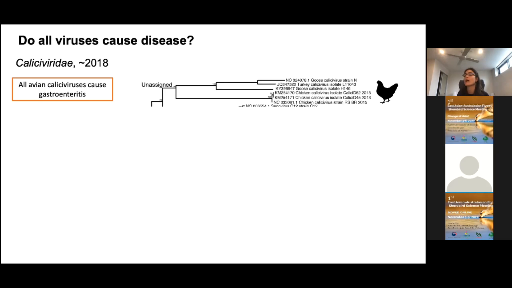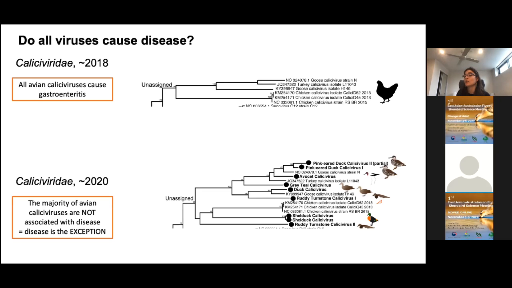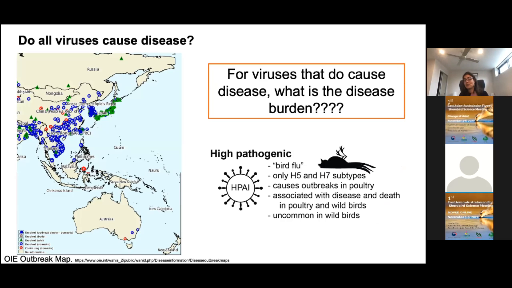So it's caliciviruses. In 2020, just including three of our publications, we've now increased the number of caliciviruses quite dramatically. And all these caliciviruses that we found were found in seemingly healthy wild birds. So what I would argue is that caliciviruses are not necessarily associated with disease. It's rather that caliciviruses in poultry are the exception here. But there are viruses that we know do cause disease, okay?